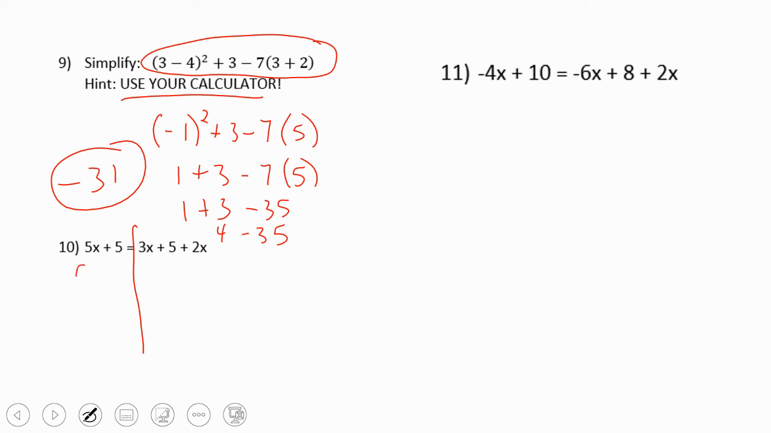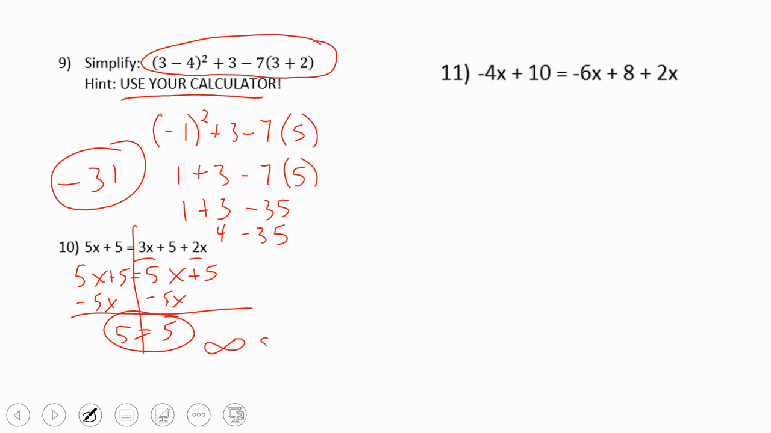These last two, we have to combine some like terms first. When I go to solve it, I want to get the variables on one side. And I see I get 5 equals 5. If the variables go away and what you have is true, the answer is infinite solutions. That's a true statement. There's no variables.